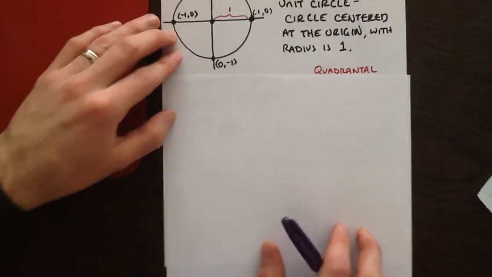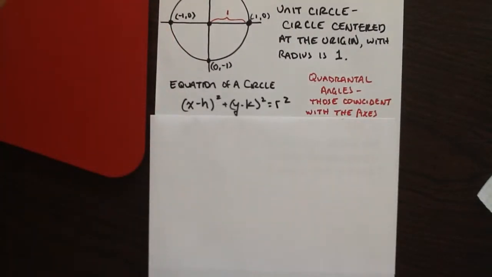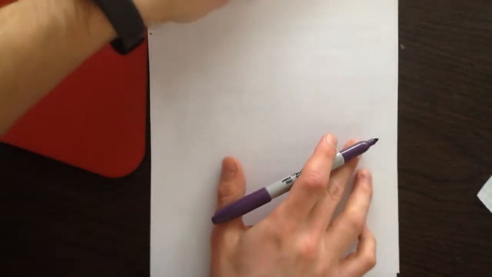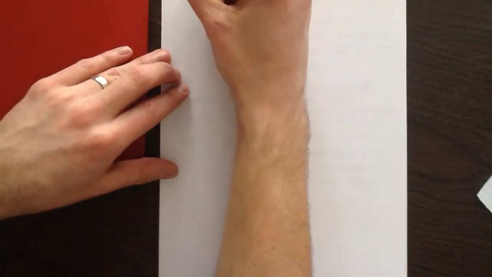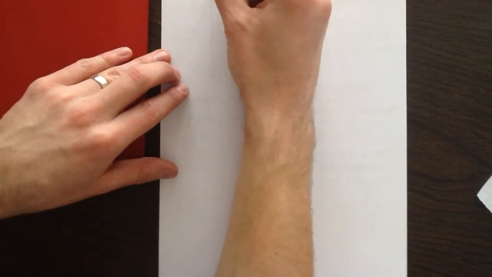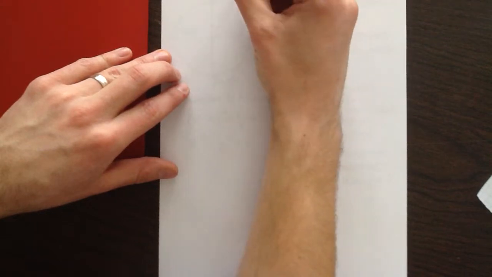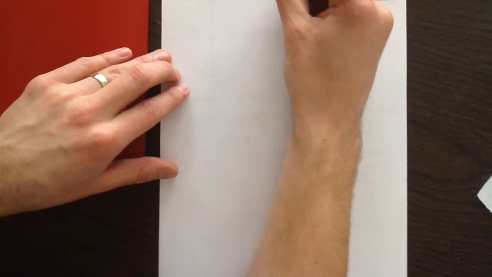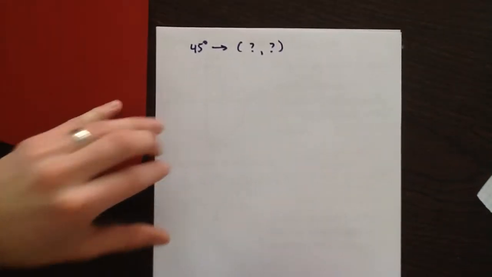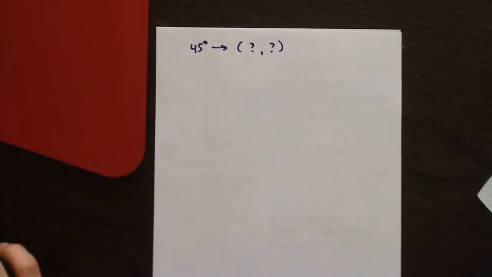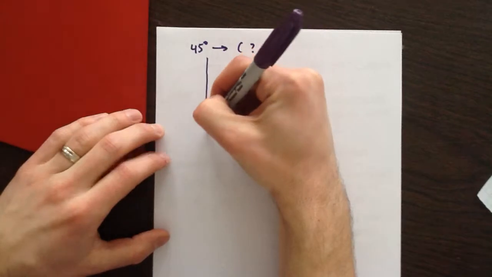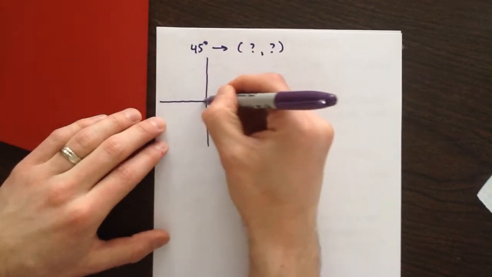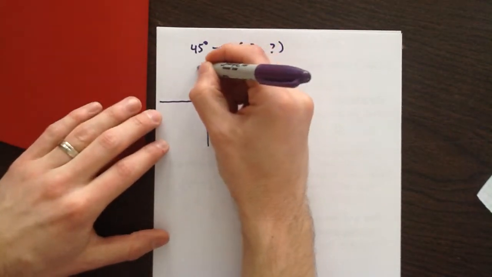All right, I'm going to get rid of the rest. Let's pick a nice angle. What's a nice angle that we know? 90. Different one. 45 degrees. What is the coordinate at 45 degrees? Here's what I'm looking at.